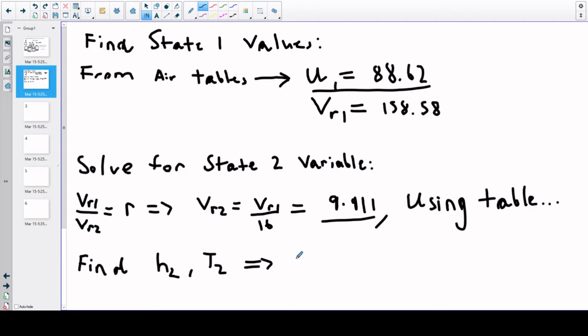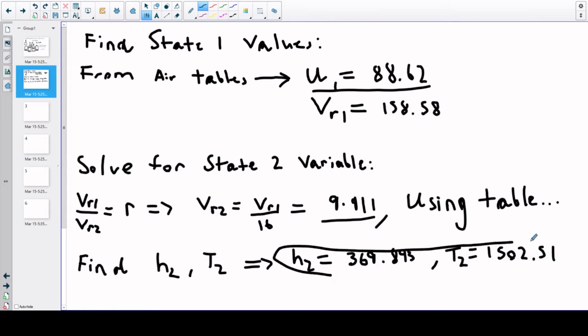So H2 and T2. T2 is necessary in this problem, but in other problems it might not be, depending on the information given. The way I suggest doing it is, in these problems, try to find everything you can at every state. Even if you think it might be useless information, it could help down the road and save you some time. And so we find that H2 is 369.843 and T2 is 1502.51.